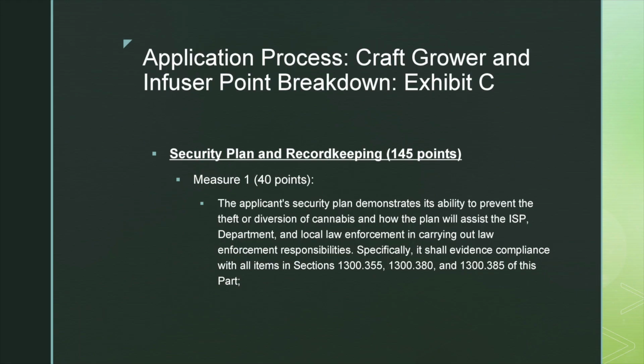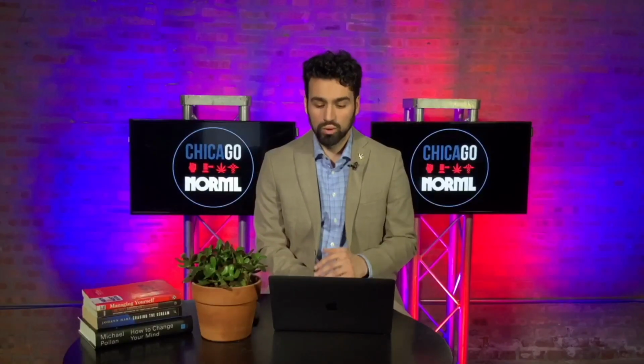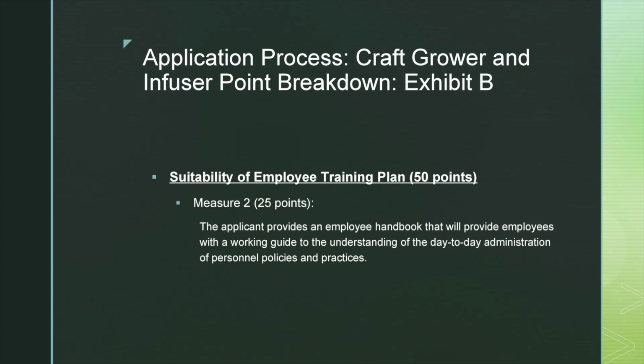On slide 17, we go to Exhibit B, which is suitability of the employee training plan, another 50 points. The first measure is worth 25, and it states, the applicant fully describes a staffing plan that will provide and ensure adequate staffing and experience for all accessible business hours, safe production, sanitation, adequate supply, and theft prevention. How many people will be working for you? What will they be doing? These are some of the things that you should be thinking about when preparing your staffing plan.